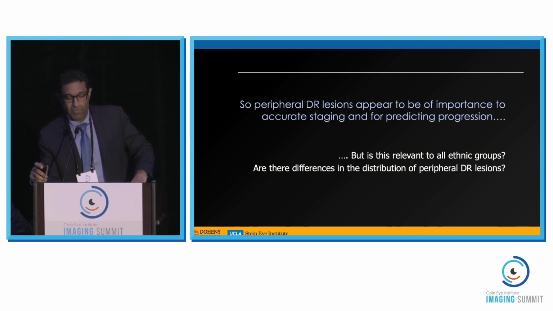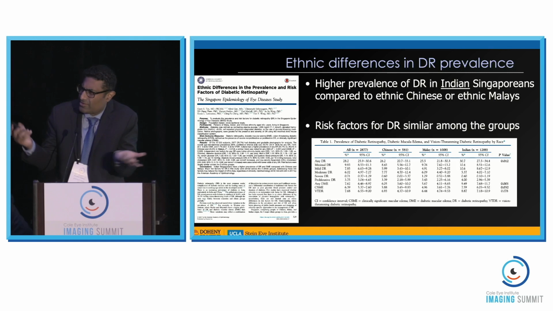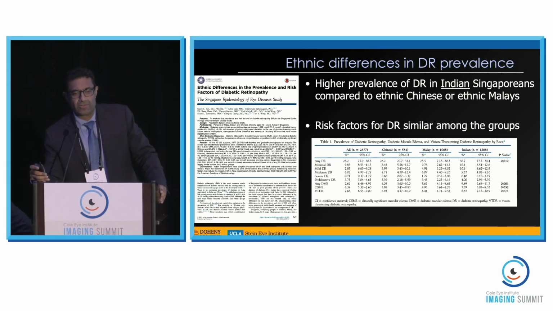But really, the real focus of this presentation is, well, I think we have some data to suggest that peripheral lesions, considering the entire fundus, might be important. But the question is, is this relevant to all ethnic groups, and are there differences in the distribution of these diabetic retinopathy lesions? You might say, well, why are you even thinking this is a question? Why should I even be concerned about ethnic differences? And certainly we have a lot of data suggesting that diabetic retinopathy may have a different phenotype in different ethnicities.